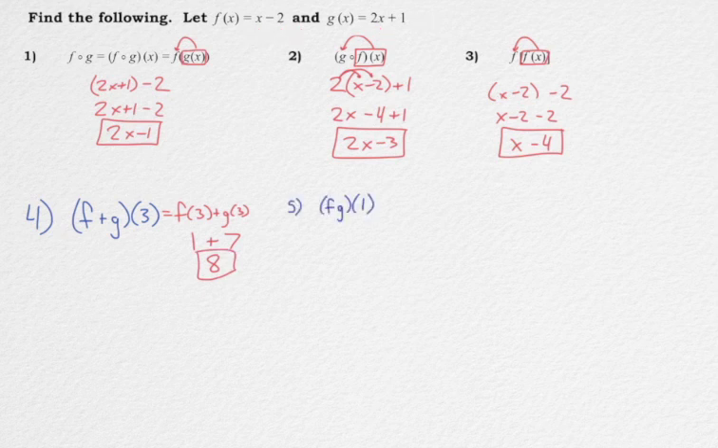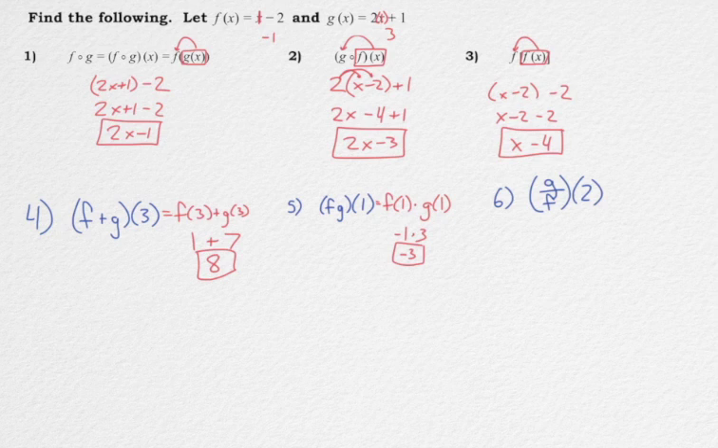We could also say something like f times g of 1, which I'm going to rewrite as f of 1 times g of 1, which shows us exactly what to do. Just plug 1 into both functions, get their outputs, and then multiply them together. So f of 1 would be negative 1, and g of 1 would be 2 plus 1, which is 3. So now I'm just going to multiply those together. Negative 1 times 3 is negative 3.